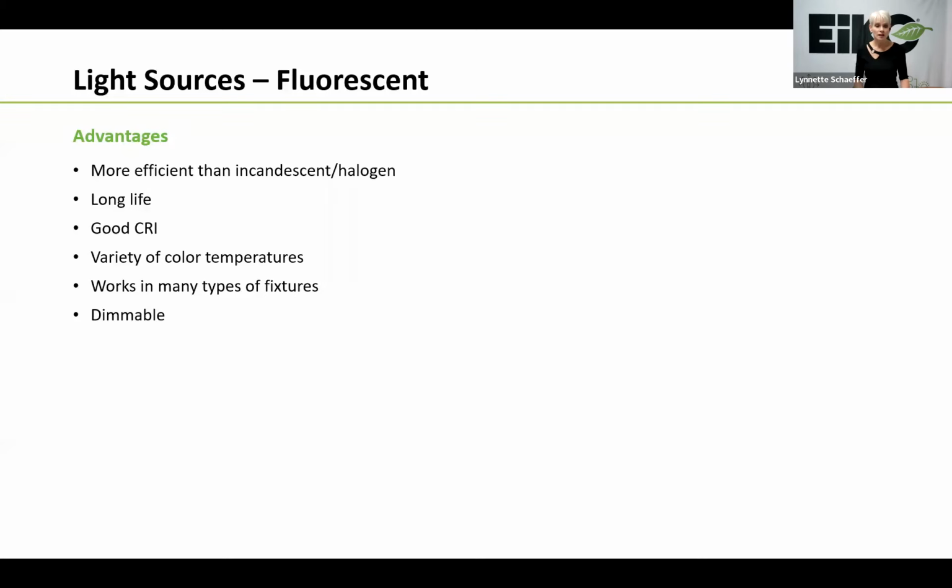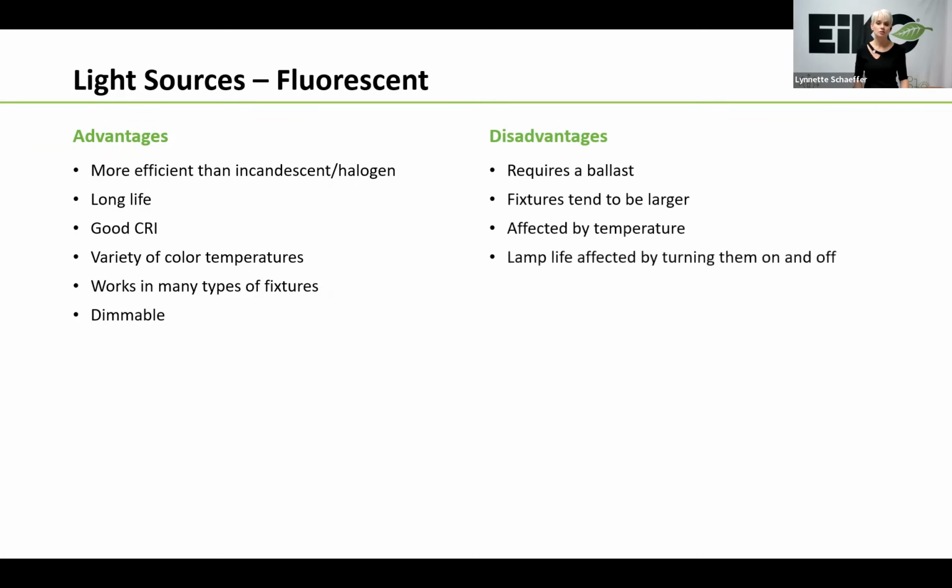Now the problem is that fluorescents require a ballast. That's one problem. Fixtures tend to be larger to accommodate the ballast. Of course, the compact fluorescents aren't terrible when you compare them to a traditional incandescent, but you can see that the ballast here is on the base. So you still have to have a ballast somewhere to be able to regulate the voltage.